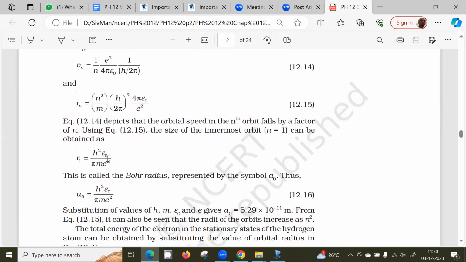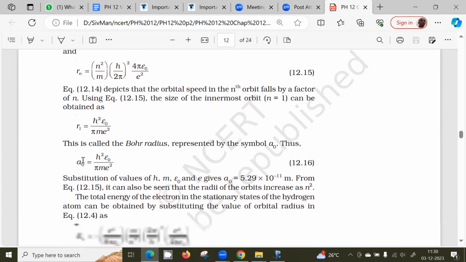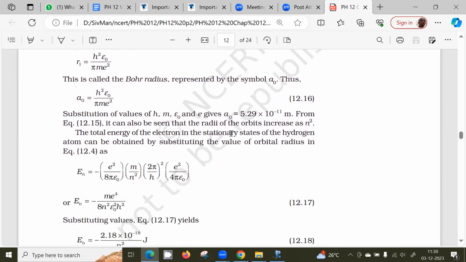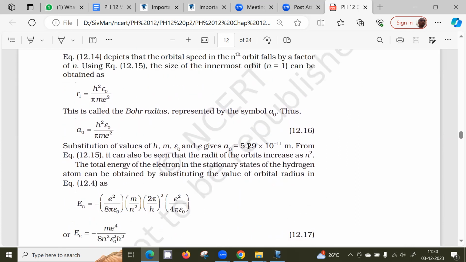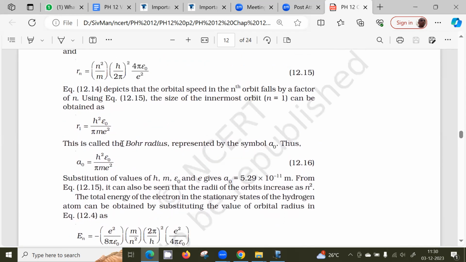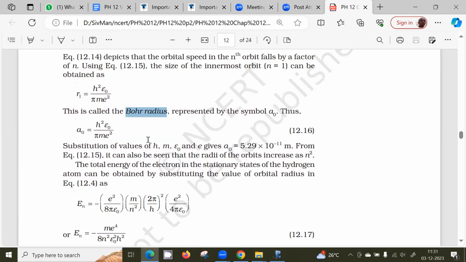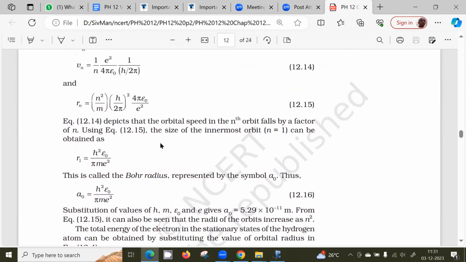Here h is a constant, epsilon is a constant, m is the mass of the electron, e is the charge of the electron. If you put all those values in SI units, I get this a naught as 5.29 into 10 raised to minus 11 meters. This is based on Bohr's idea of quantization. This is called the Bohr radius, the radius of the first electron orbit of the hydrogen atom. This formula you can remember.